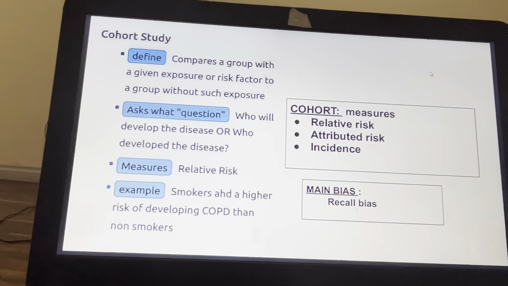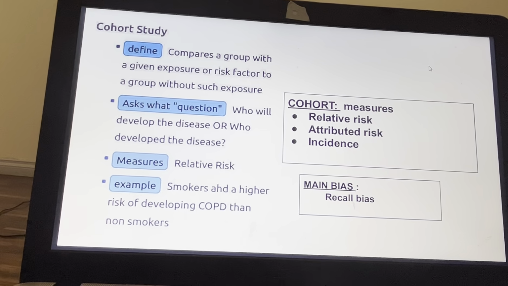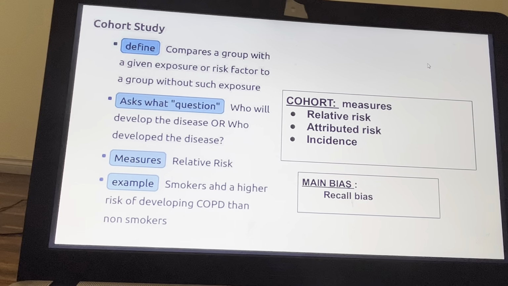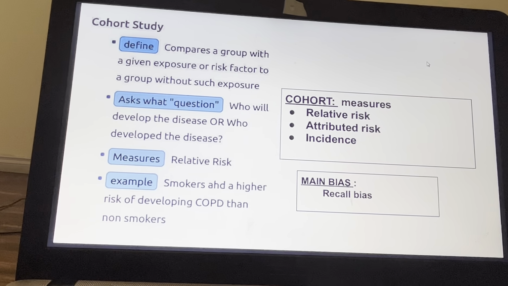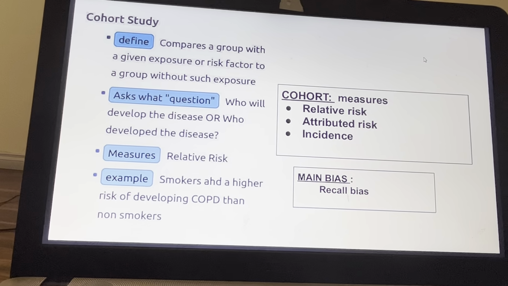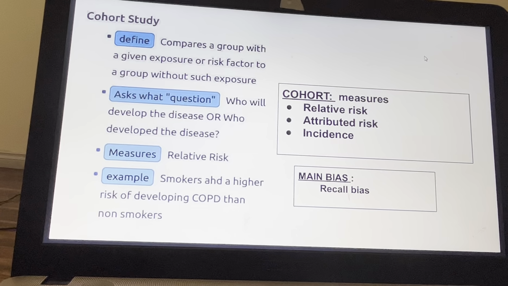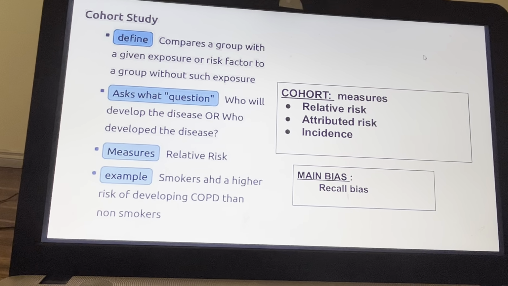Next is the cohort study. A cohort study compares a group with a given exposure or risk factor to a group without such exposure, and in this study we try to find out who will develop the disease. And remember, in cohort we have two R's, so it will measure the relative risk.